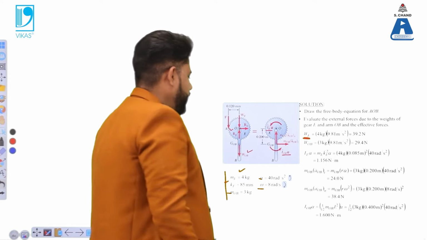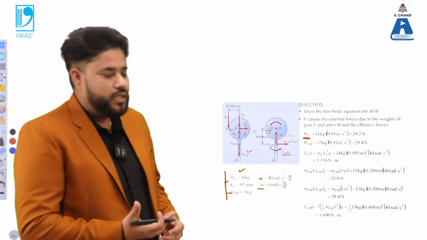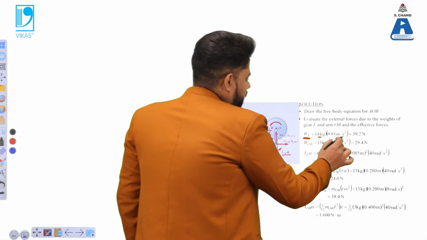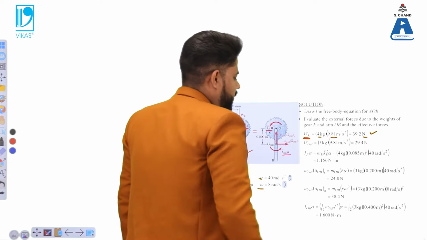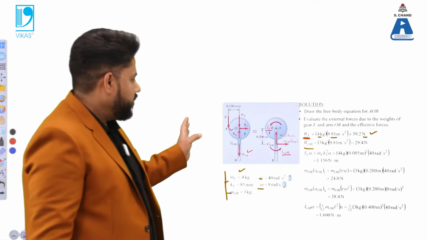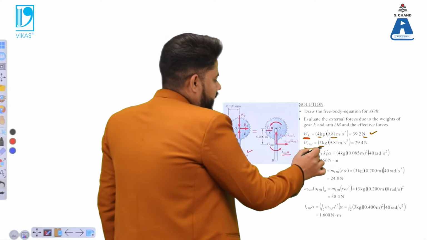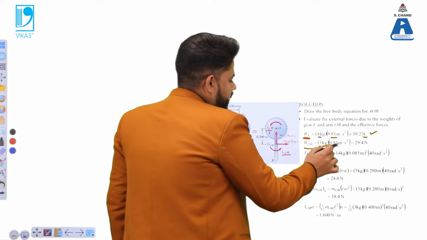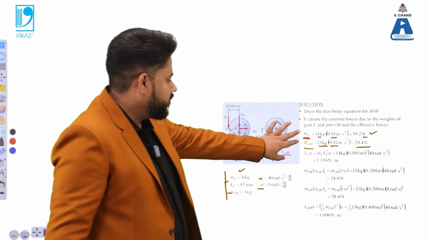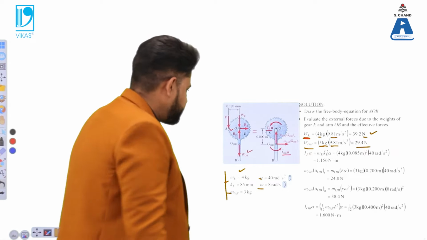After drawing this free body diagram, we can find the value of WE from here. WE can be found from the mass. The mass is mentioned as 4 kg, so 4 into 9.81 gives you the value of WE. And WOB is the weight of this component, which has a mass of 3 kg. So 3 into 9.81 gives you 29.4. So we got the two values of the weights, or you can say the forces.